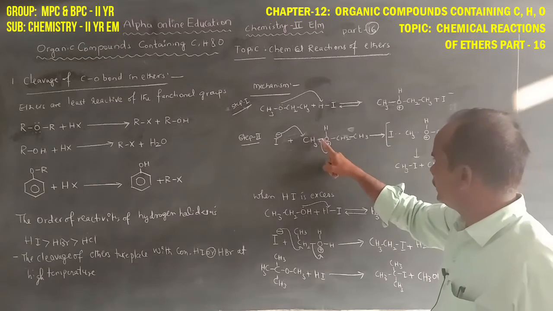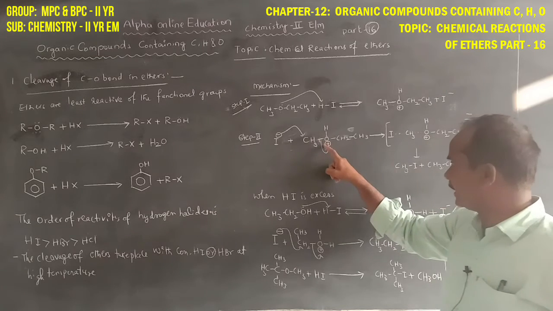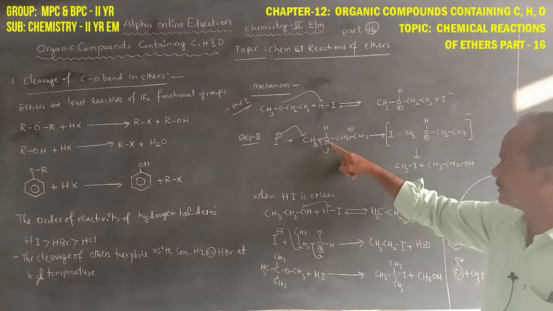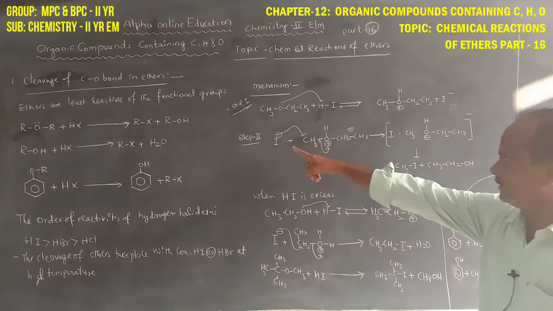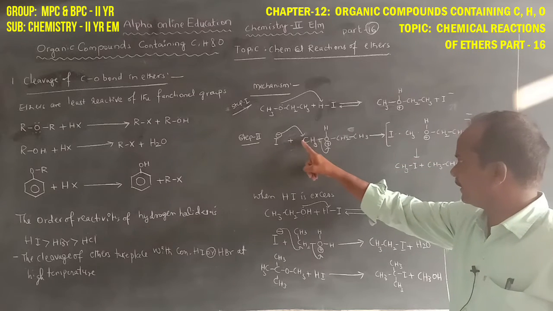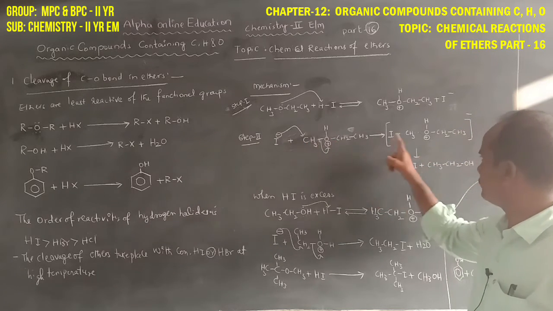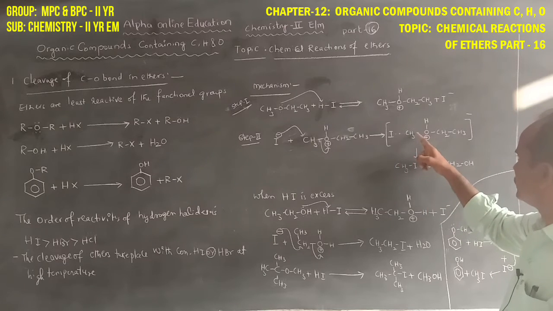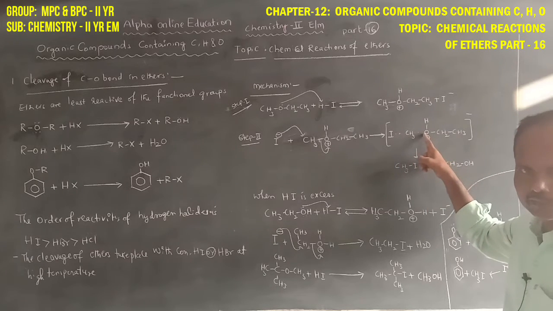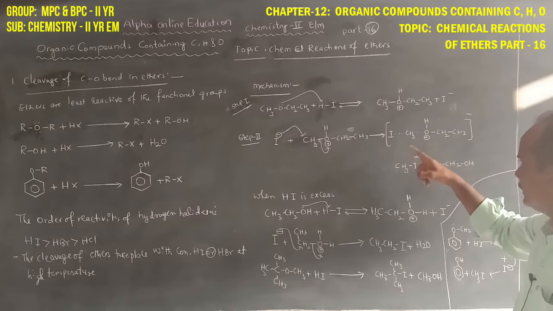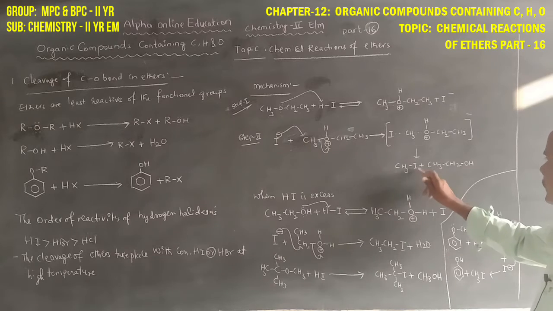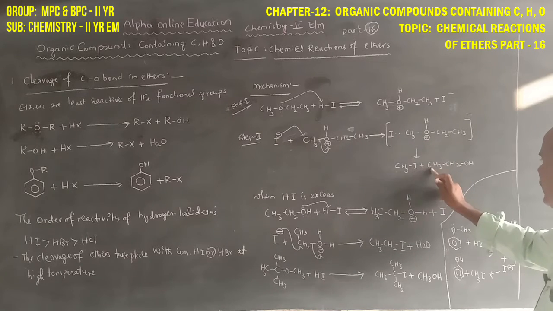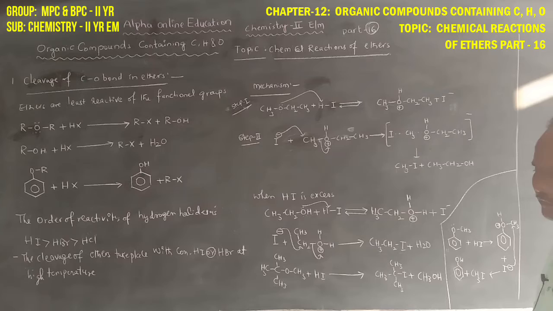Next, the electron cloud is polarized towards the oxonium ion. This is the intermediate. Then the iodide ion interacts with the oxonium ion, and in the same way bond cleavage takes place. It is similar to the SN2 mechanism. Then methyl iodide and ethyl alcohol are formed.